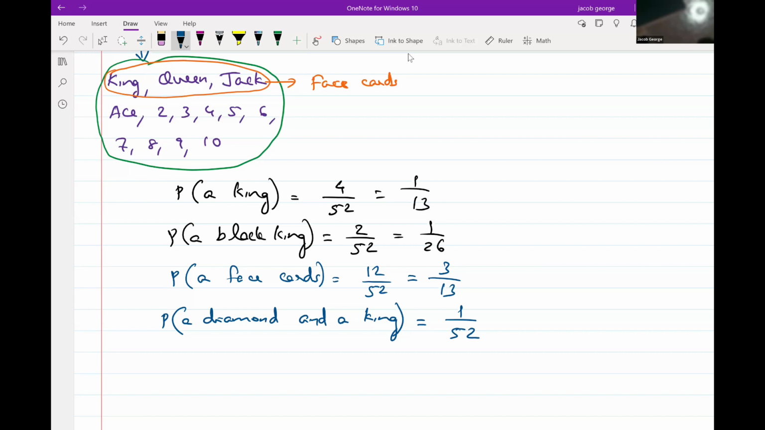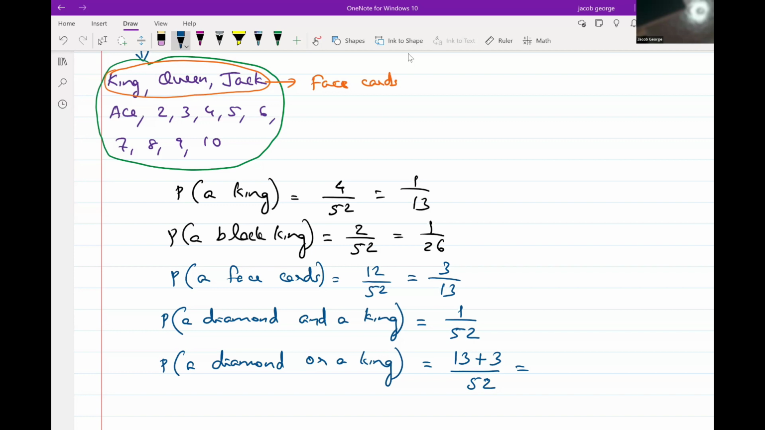But if there is a slight change in the connecting word, instead of and, if the word is or, that also you have studied last year. Diamond or a king, what will this be? Here we have to add them and subtract the common one. Diamond 13 cards are there, plus kings, 4 kings are there, but 1 king is already counted in the diamond 13 cards. So the remaining 3 more kings, 4 minus 1, 3. So the total will be 13 plus 3 by 52.